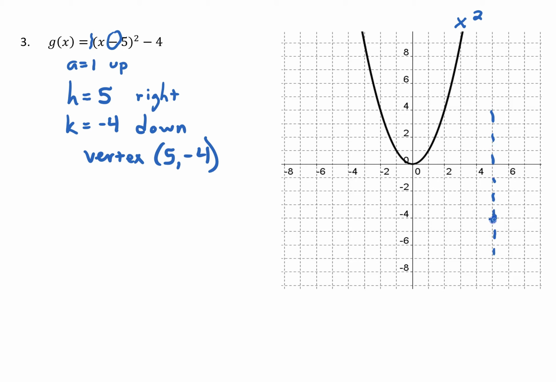So from our vertex, we can go right 1 and up 1. We can also go left 1 and up 1. And then going back to the vertex, right 2 and up 4. Or left 2 and up 4. You should always have a symmetric graph, and the axis of symmetry helps us see that symmetry. The axis of symmetry in this case is x equals 5, because the x value of our vertex is 5.